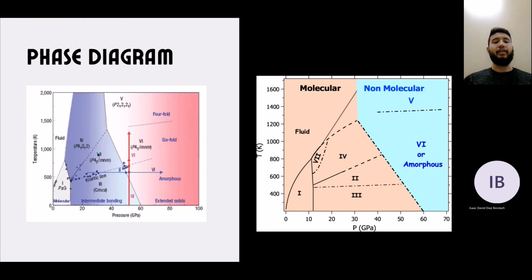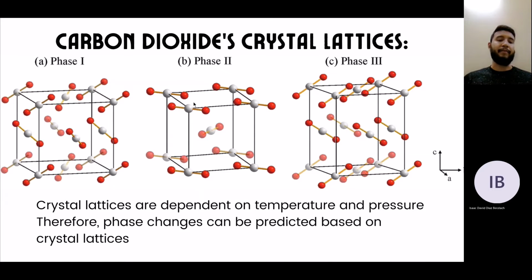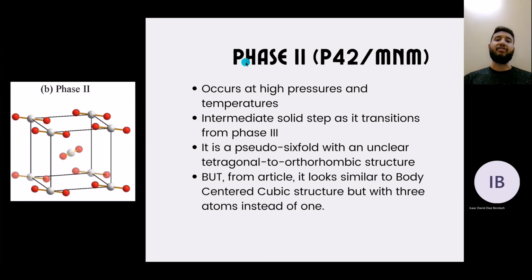And basically, here are the crystal lattices. Crystal lattices, as I said, are dependent on temperature and pressure. Therefore, the phase changes can be predicted based on these crystal lattices. And among the 3, the one I decided to model is phase 2. Phase 2 occurs at higher pressures and temperatures, as you saw, higher than phase 3, and is an intermediate solid step. It's a pseudo 6-fold structure with an unclear tetragonal to orthorhombic structure, which means it's pretty complicated.